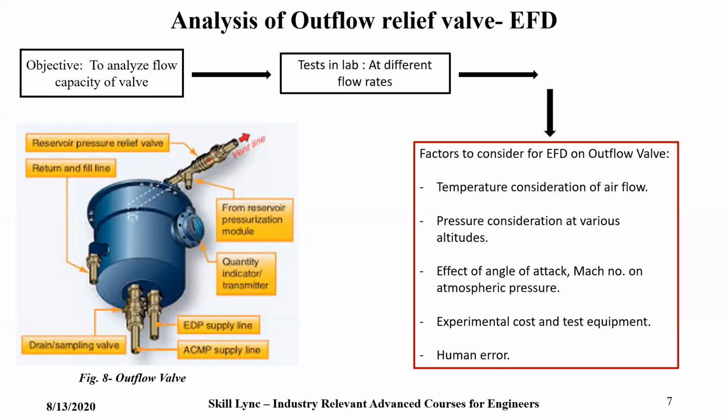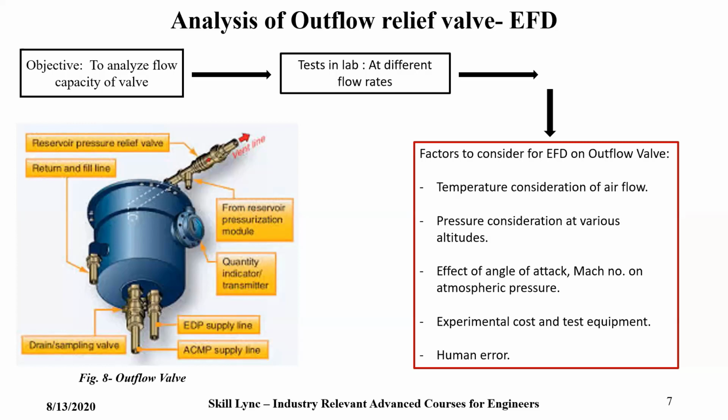One is the temperature consideration of airflow. So the temperature inside a lab environment has to be highly monitored because we need the air to be flowing at a particular temperature, which has an effect on the pressure also. Then at different altitudes, when the aircraft is climbing and also during descent, the altitudes change. These altitudes have a direct impact on the pressure of the atmosphere. And that has a direct impact on the pressure within the cabin, which affects the flow through the valve. Then we have the effect of angle of attack, Mach number on the atmospheric pressure.